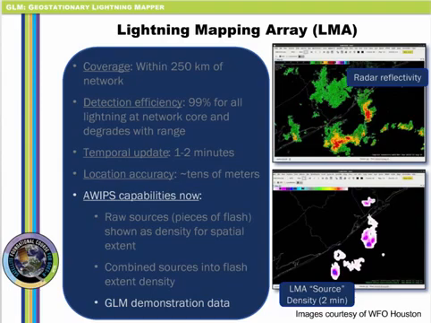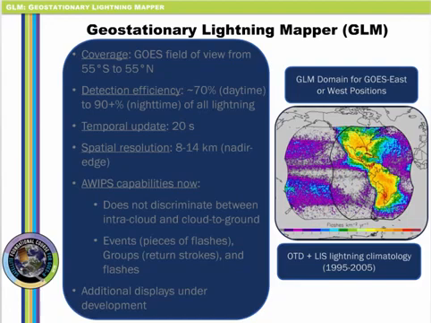The Geostationary Lightning Mapper will be the newest lightning observation system and is set to launch on the GOES-R series satellites. The Geostationary Lightning Mapper covers most of the GOES field of view from 55 degrees south to 55 degrees north. The GLM will observe both cloud-to-ground and intracloud lightning. The spatially uniform detection efficiency exceeds 70% during the day and 90% at night for all lightning. GLM lightning observations will be available in AWIPS within 20 seconds after the lightning occurs.